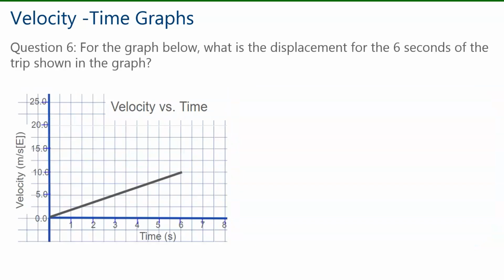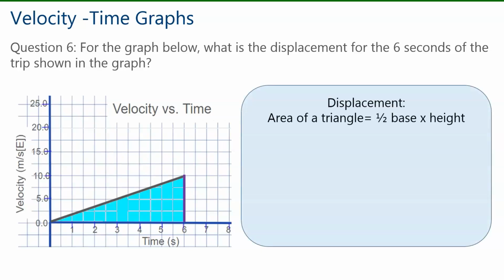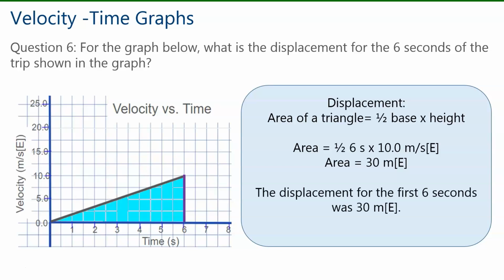Our next question is, for the graph below, what is the displacement for the 6 seconds of the trip shown in the graph? So our first step is going to be to draw a line up from our x-axis to meet the line on our graph. And we notice that the shape that's formed is a triangle. To find the displacement, we need to find the area of a triangle, which is half the base times the height. Our area is half times 6 seconds, times 10.0 meters per second east. This gives us 30 meters east. The displacement for the first 6 seconds was 30 meters east.